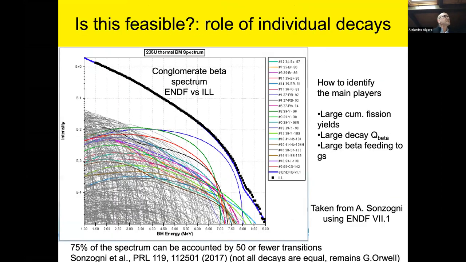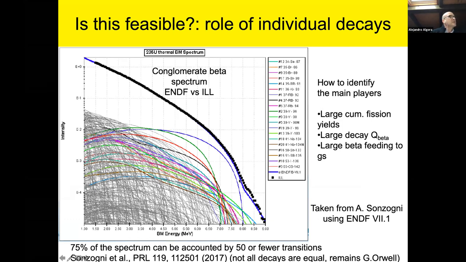So you might wonder if this problem is at all feasible, because in fission we are producing of the order of 1,000 fission products. To show you that this is feasible, I took a transparency from Alejandro Sonzogni, who did a summation calculation based on this database and compared it with the ILL conversion beta spectrum. And you see that the agreement is not nice, but this is not the point of this figure. The point is to show what I call a spaghetti plot, because every line represents the decay of one fission product.